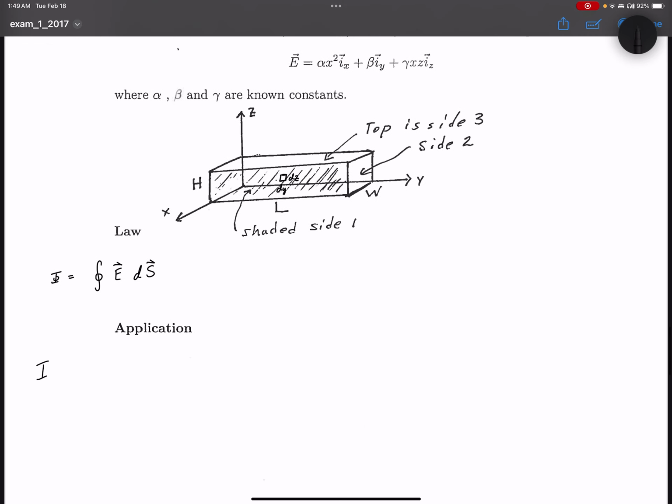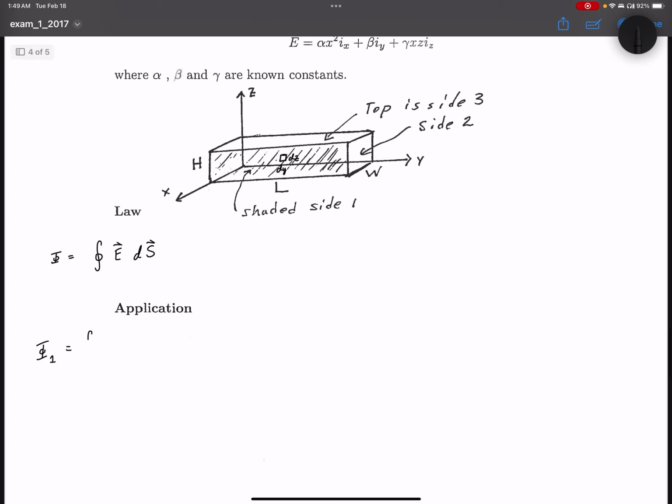So side 1, which is the shaded front side that we're looking at, that's facing us, is going to be the double integral, and we're going to put dy dz in there. Dy has the limits of integration 0 to L, and then dz is 0 to h.